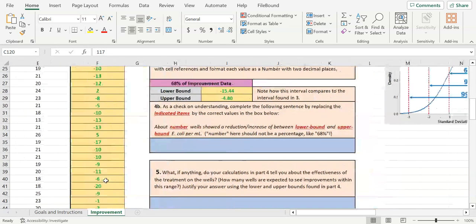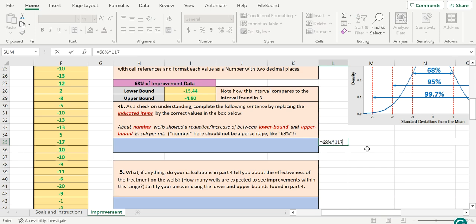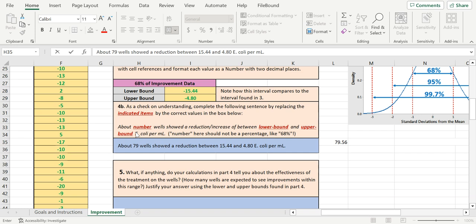So let me go back up to my answer box. I'm going to do this off to the side. So I'm going to say, what is 68% of 117? How many wells are 68% of 117? So that gives me 79.56. So what you could say is, about 79 wells show a reduction between 15.44 and 4.80. And mine is a reduction because my values were negative.